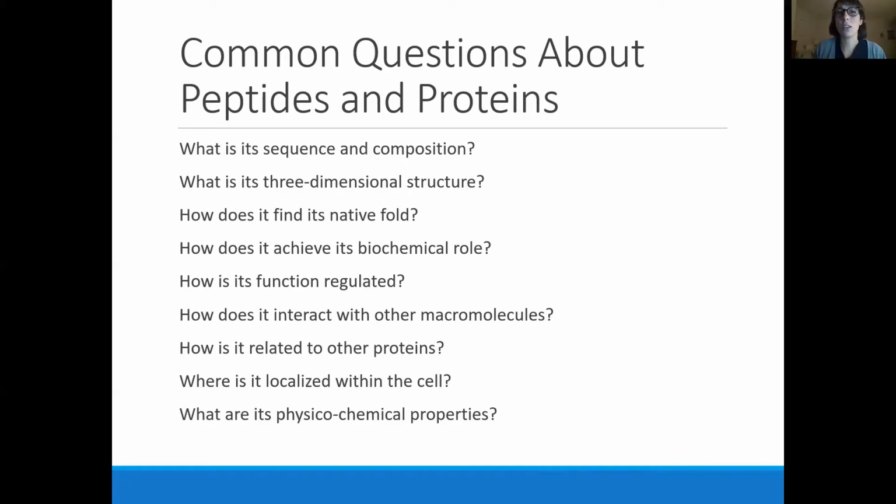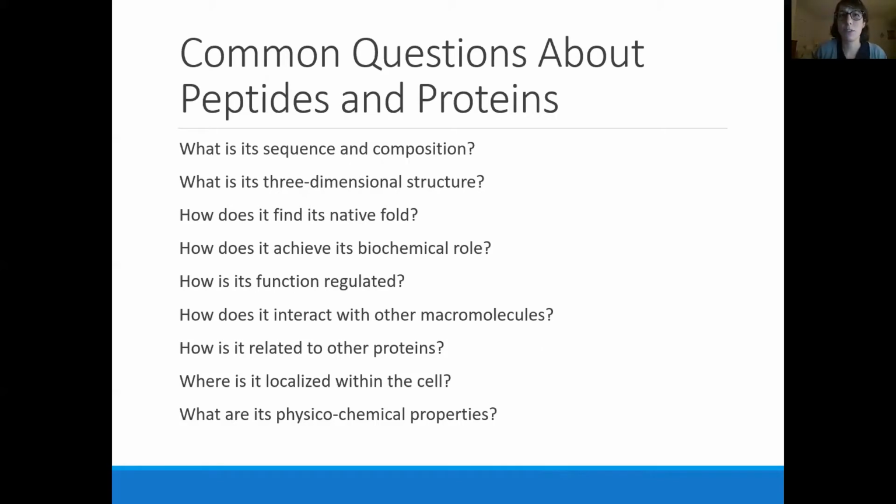What does it look like three-dimensionally? And how does it fold? We also think about what is its role in an organism. If I isolate a protein, I want to know what it does. If I found casein for the first time from milk, I'd want to know, well, what is the importance of casein in milk? How is it regulated?